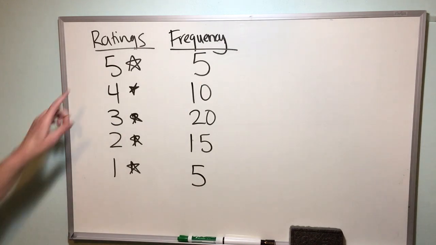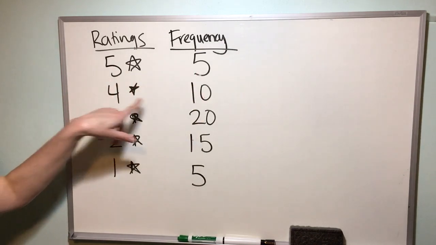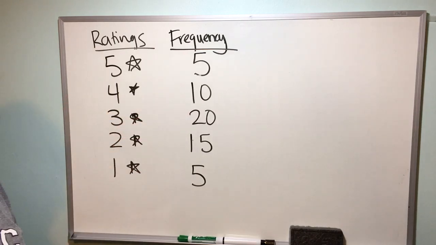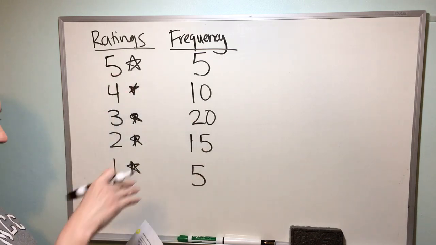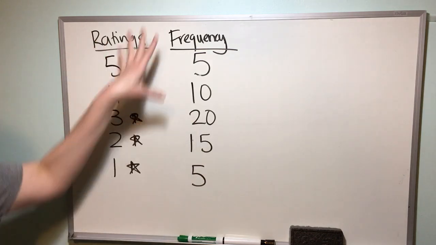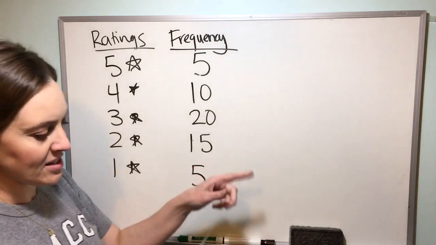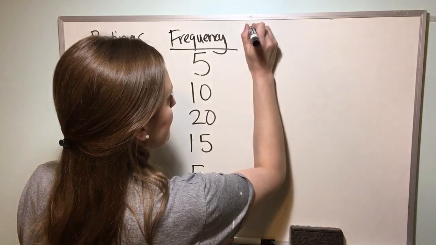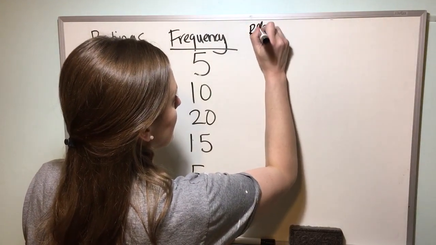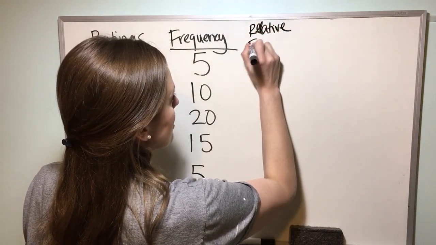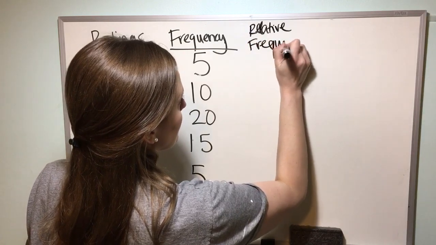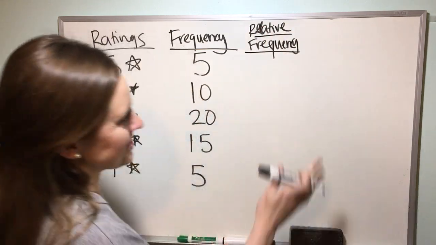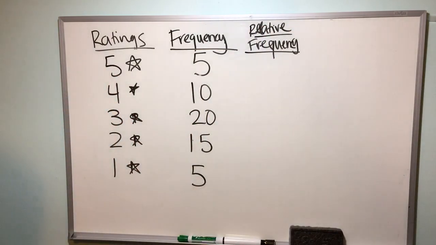So that gave us the 5-star films, there's 5, the 4-star films, there's 10 of them, the 3-star films, there's 20 of them, and so on. This is the very beginning of a frequency table. What are the categories and how many times do they happen? But the next thing they asked us to do was include the relative frequency. So I'm going to write it pretty small: relative frequency. We're going to need room at the end, so you'll see what I'm doing.